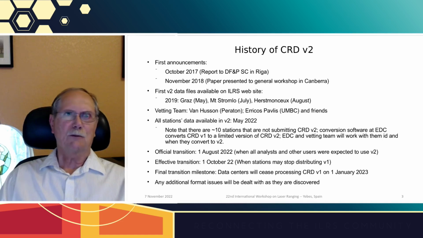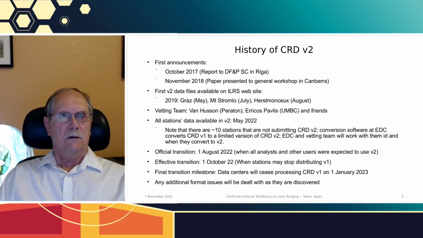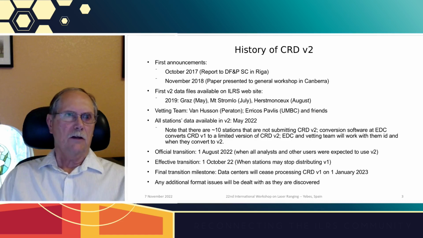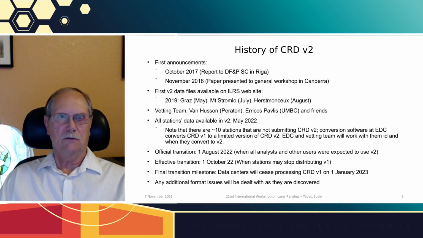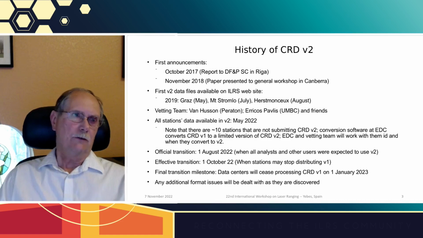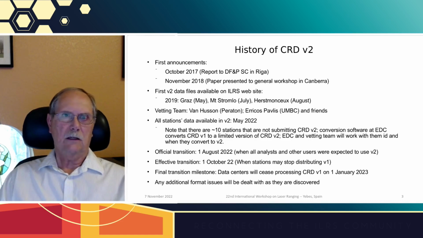I want to take some credit for that. He spent a lot of time, as data came in, making sure that the station's data actually did comply to the format. Now, there's software at EDC and some sample code that was actually used to test a lot of the data before it ever got out of the stations.